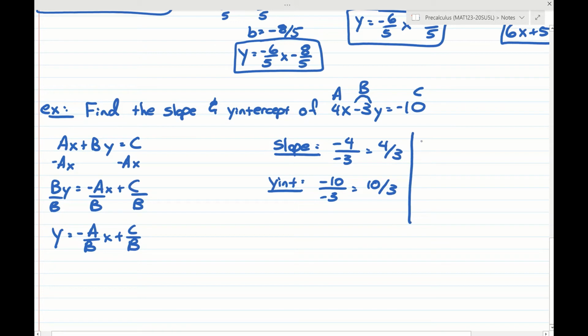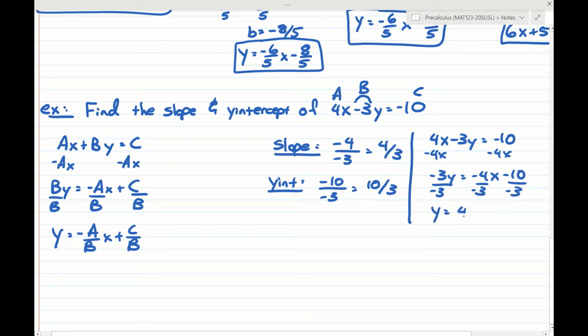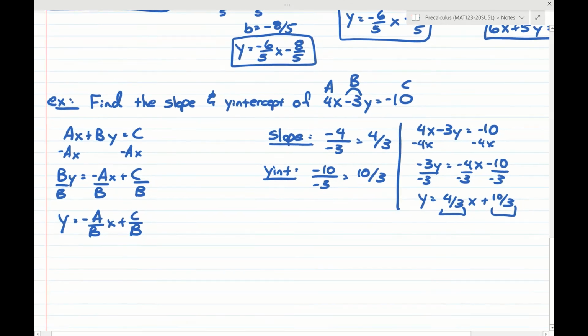We could just take our standard equation and convert it to slope-intercept form. So let's bring the 4x on the other side, and we get negative 3y is equal to negative 4x minus 10. Divide everything by negative 3. And it's not a big deal. We get the same answer. Y would equal 4/3 x plus 10/3, and you could see our slope and our y-intercept are exactly the same as we already found.